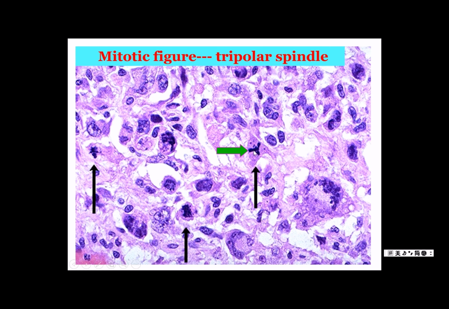Now let's see this slice. This is the tripolar mitotic figure. This is an abortive mitotic figure. This is an abortive mitotic figure. The key pathologic change is that the nuclear membrane disappears, and the staining is uniform. It's very dark blue and uniform. So the shape of the mitotic figures is irregular. This is a mitotic figure. This is a mitotic abortive, tripolar.